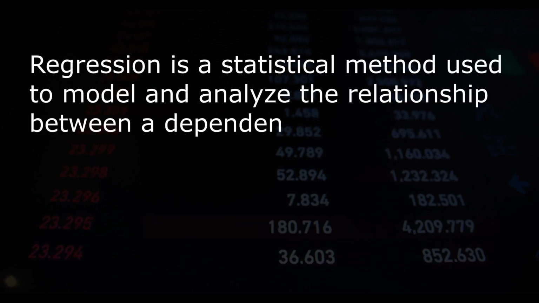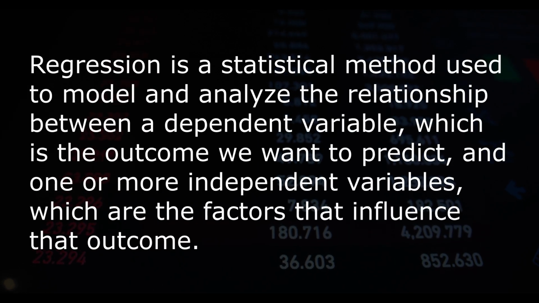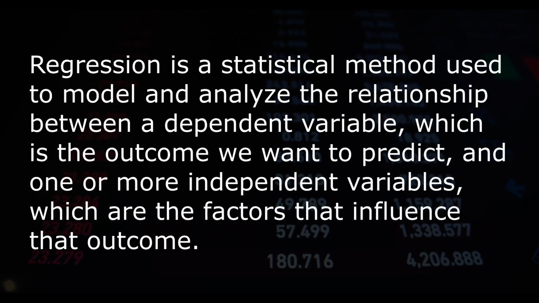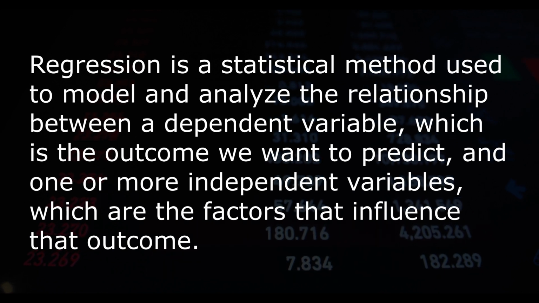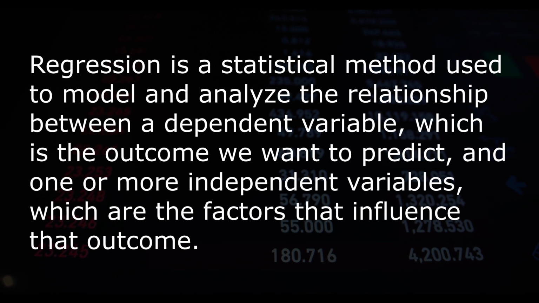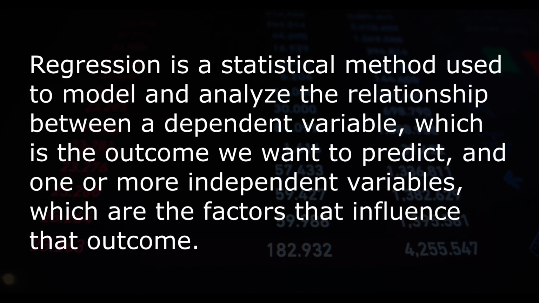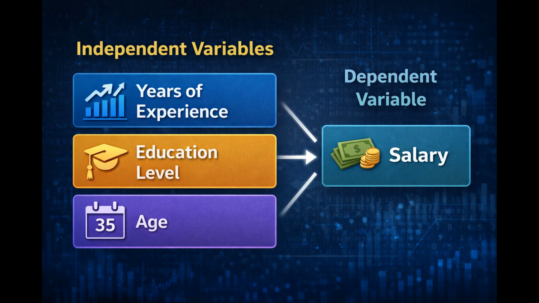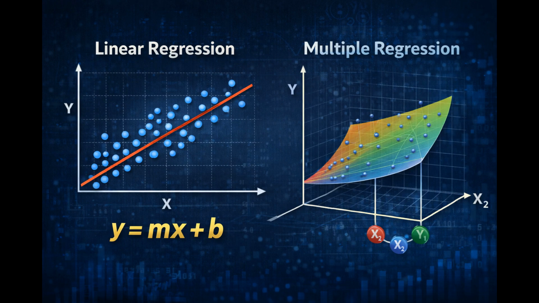So, what exactly is regression? Regression is a statistical method used to model and analyze the relationship between a dependent variable, which is the outcome we want to predict, and one or more independent variables, which are the factors that influence that outcome. For example, if we want to predict a person's salary, the salary is our dependent variable. Factors like years of experience, education level, and age are our independent variables.